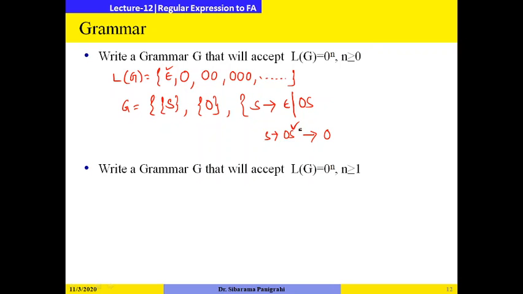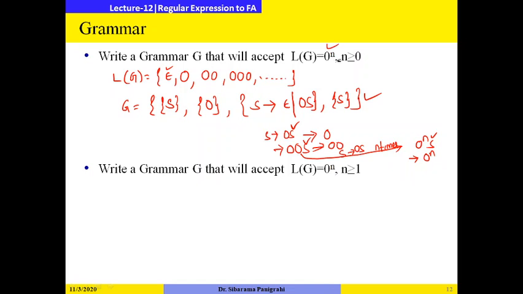Now in place of this S, if you again use 0S, what you will get? You will get 00S. And in place of this S, if you use epsilon, then you will get 00. In place of this S, you can apply 0S any number of times, or n number of times. So after applying S gives 0S n times, you will get 0 to the power n S. Then you will apply epsilon instead of S, so that you will get 0 to the power n. So this much is sufficient. Then S will be the start symbol. So this is the grammar which will generate the language 0 to the power n for n greater than or equal to 0.